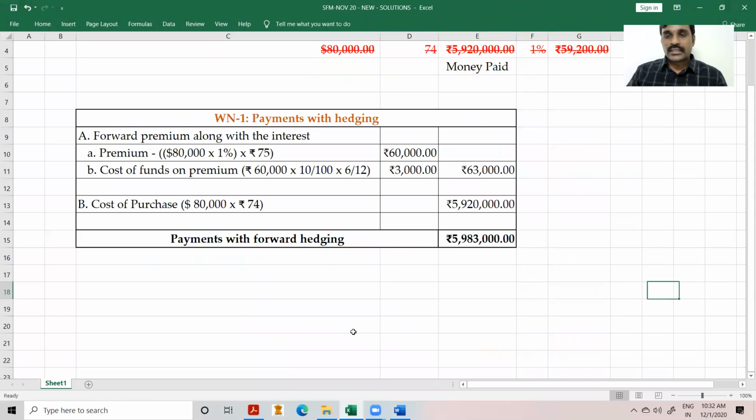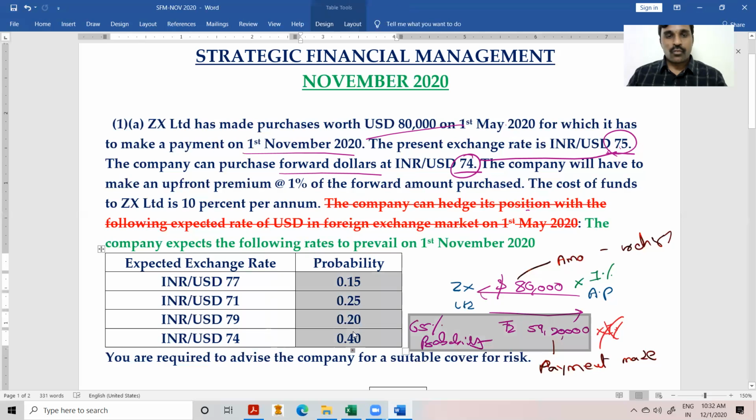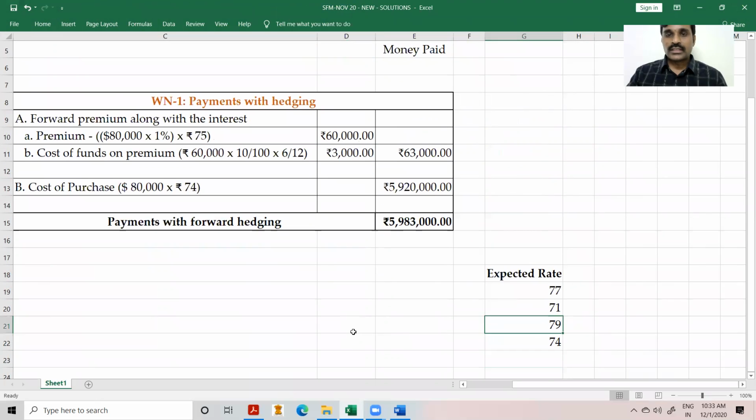Right. Now look at this expected rate. What is the expected rate? The expected rates are 77, 71, 79, 74. This is the expected rates.